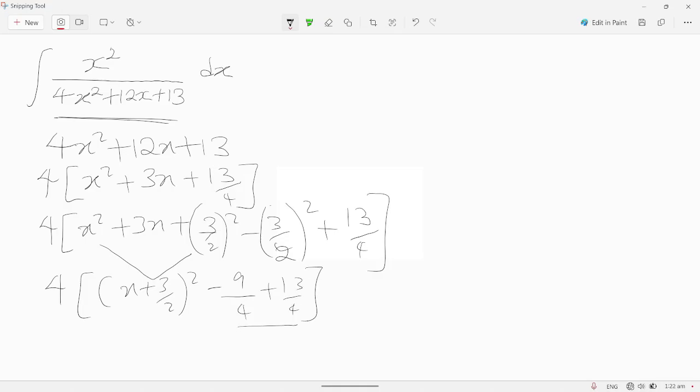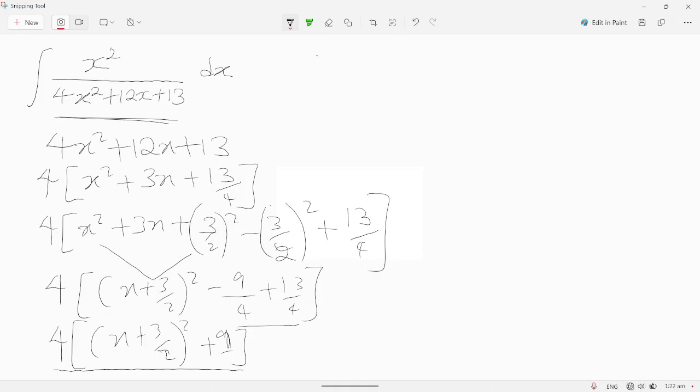When you evaluate this part, 4 is a common denominator. So negative 9 plus 13, which is 4, divided by 4, will give you 1. So you're going to have x plus 3 over 2 squared plus 1. So for this part, we have completed the square for the denominator. Now, after this, you can use substitution.